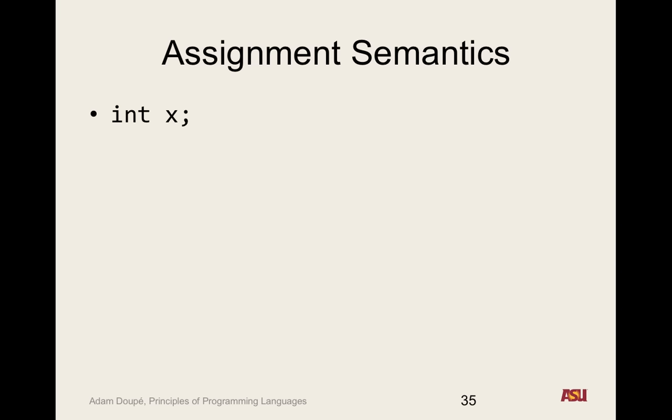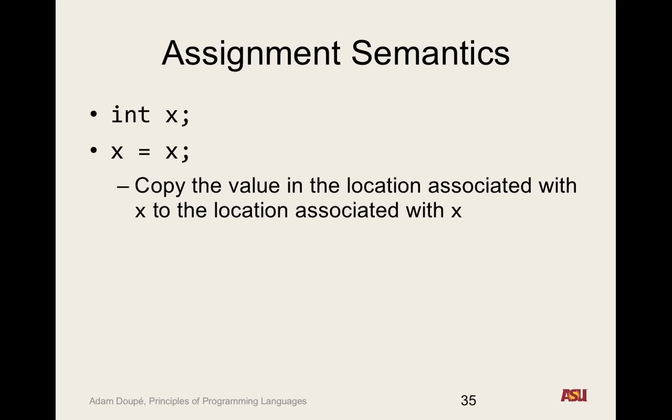So, let's continue looking at this. We have this int x, and then we have the statement x is equal to x. And so now what are the semantics of this? Somebody want to go? Yeah. So, copy the value of the location associated with x into the location associated with x. Yeah, so it's the same thing. It doesn't really matter that we're referring to the same name here. We still have the same semantics.